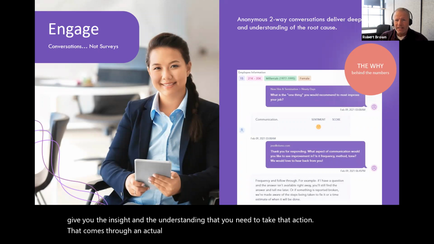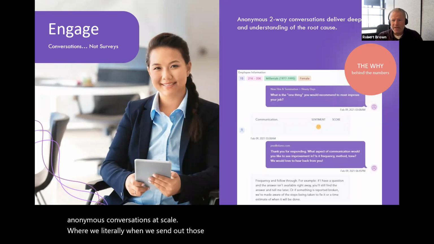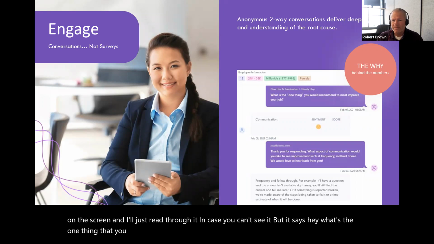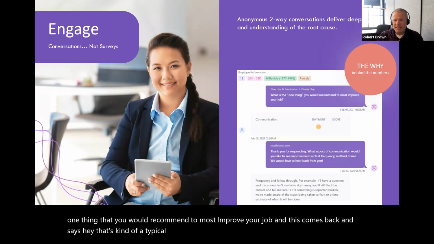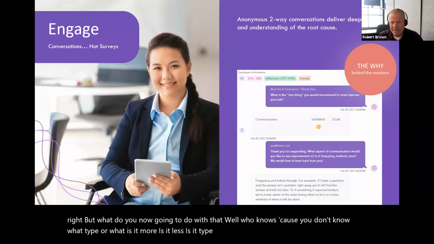And what we've created is human to human, anonymous conversations at scale, where we literally, when we send out those questions, like for example, here's one right here on the screen, and I'll just read through it in case you can't see it, it says, hey, what's the one thing that you would recommend to most improve your job? And this comes back and says, hey, communication. Well, that's kind of a typical short response, like what you would get in a regular survey, right? But what are you now going to do with that? Well, who knows? Because you don't know what type, is it more, is it less, what does that mean?